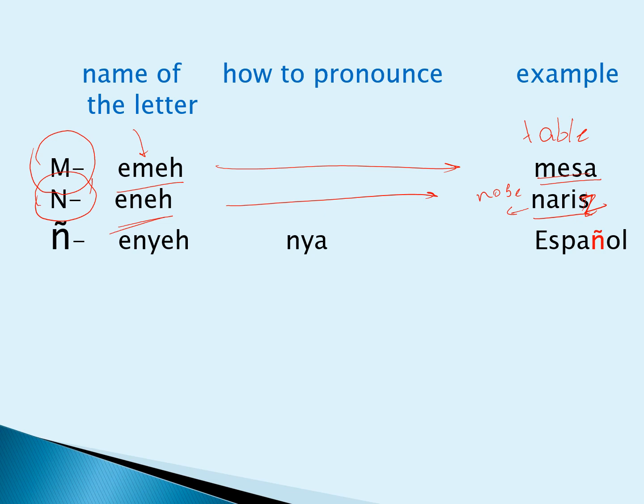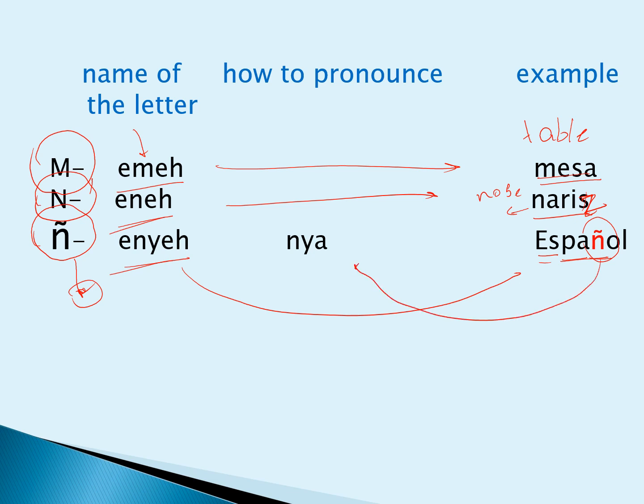Right. Look at this letter. You can't see it in the English language. The name of the letter in Spanish is ene. Example, Español. The pronunciation is like nya. Right. Español. In English, Spanish. Right.